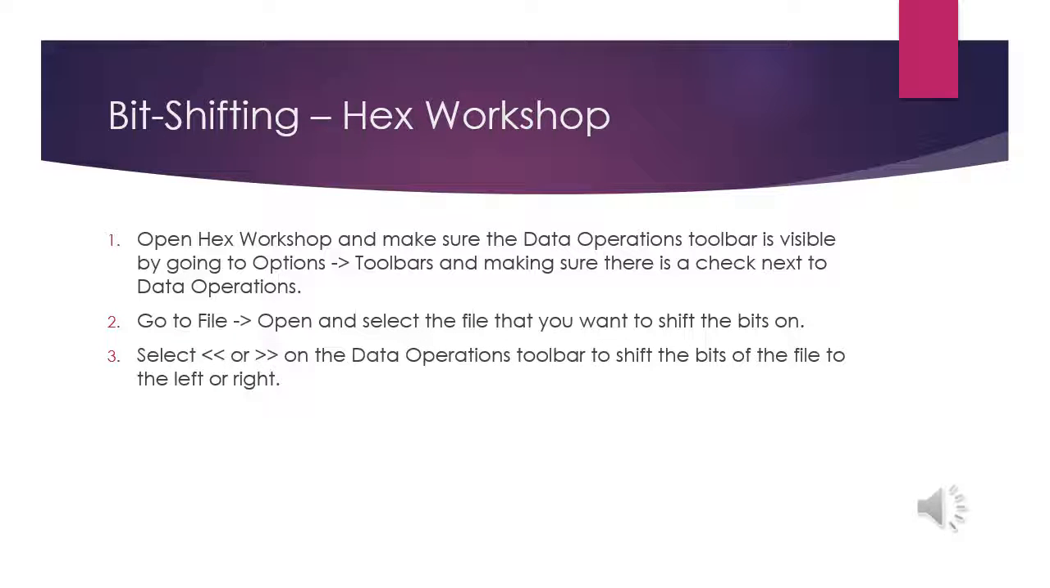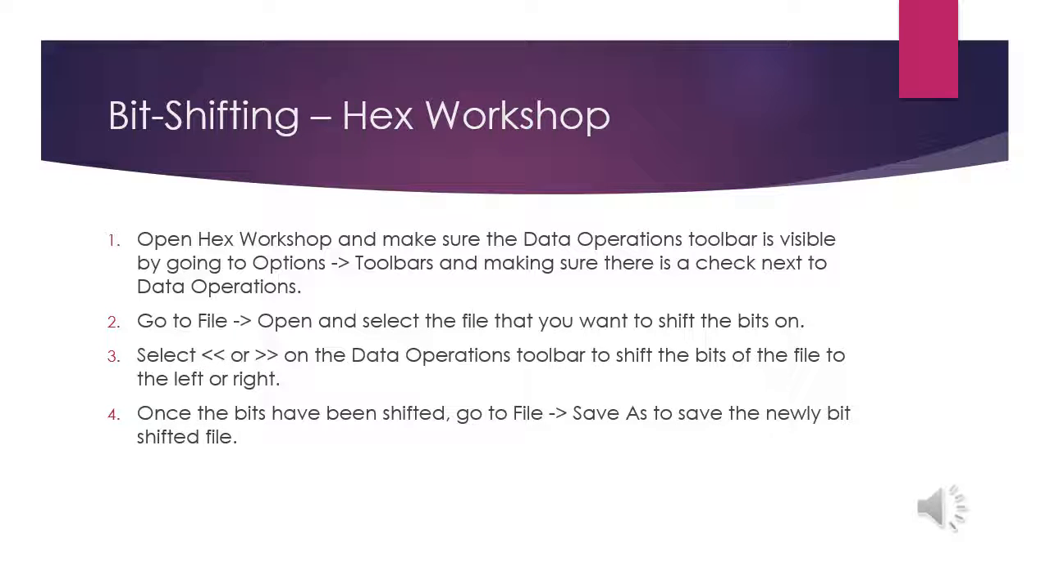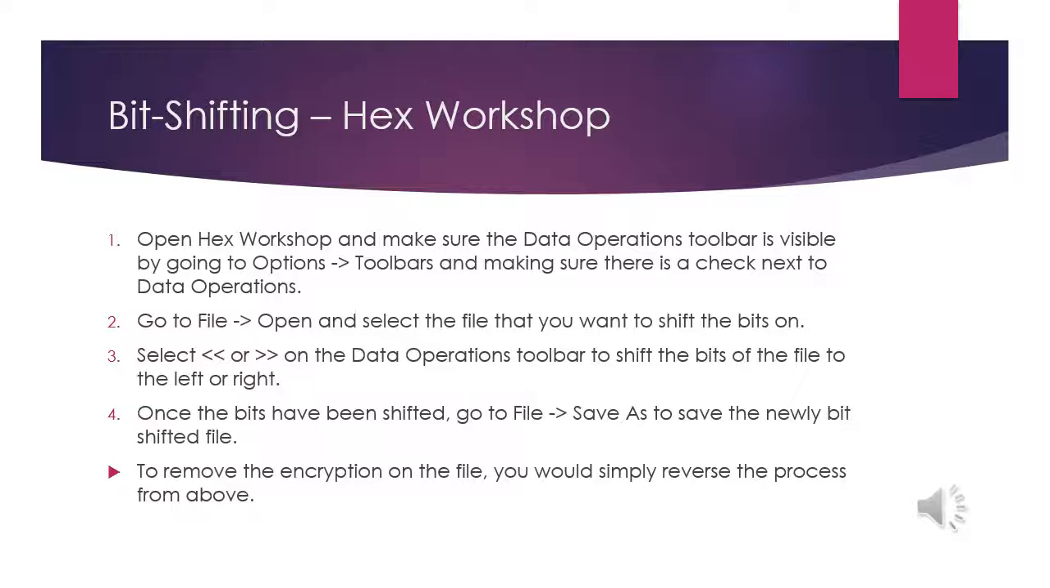You select left or right on the Data Operations toolbar to shift the bits of the file to the left or right. And once the bits have been shifted, go to File, Save to save the newly bit shifted file. And if you want to remove this process, you would simply reverse the process from above.